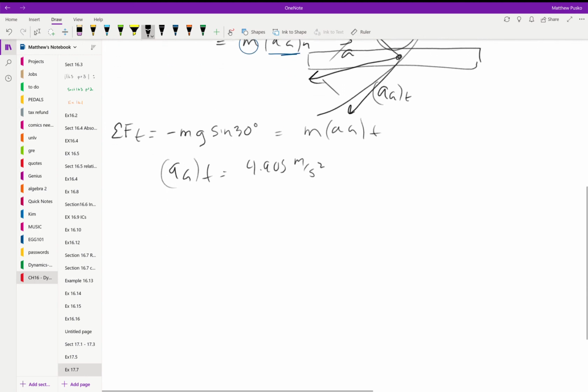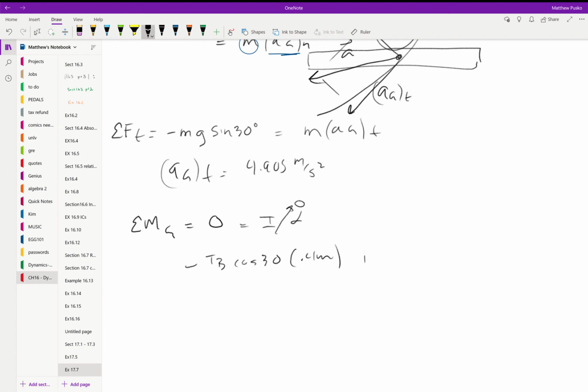We're still not done. Let's sum the moments about G. We know it doesn't rotate, so I alpha is equal to 0. We have a negative TB cosine 30, and that's acting 0.4 meters away. And then we have a positive TD cosine 30, and that's also acting 0.4 meters away. They're just in opposite directions, and that equals 0. From that and the other equations, we can find TB is equal to TD is equal to 1,320 newtons.